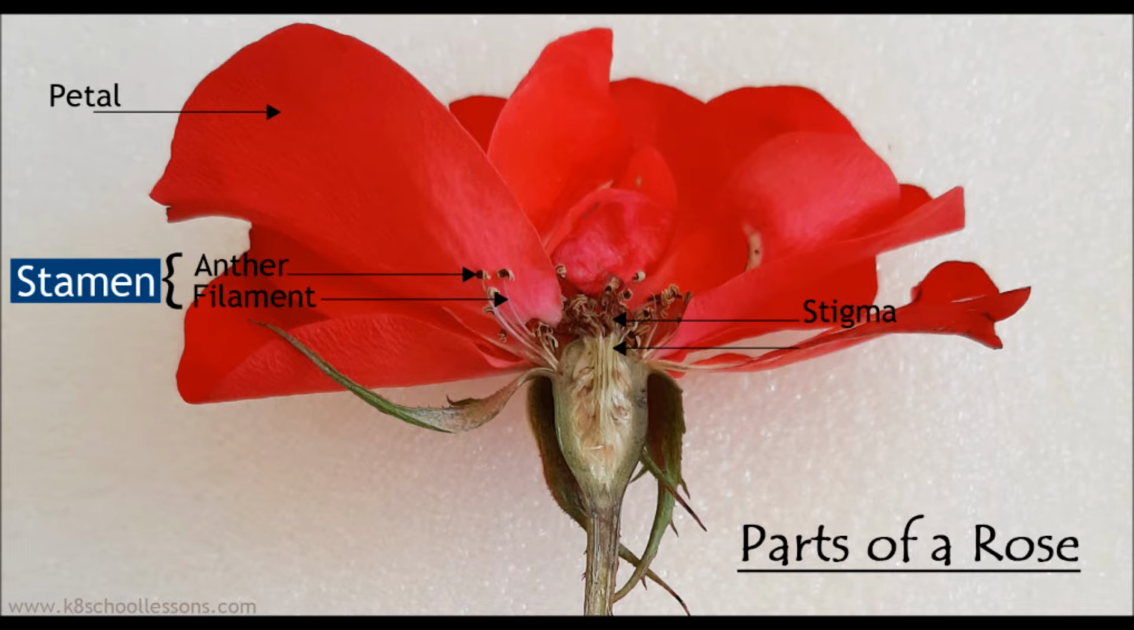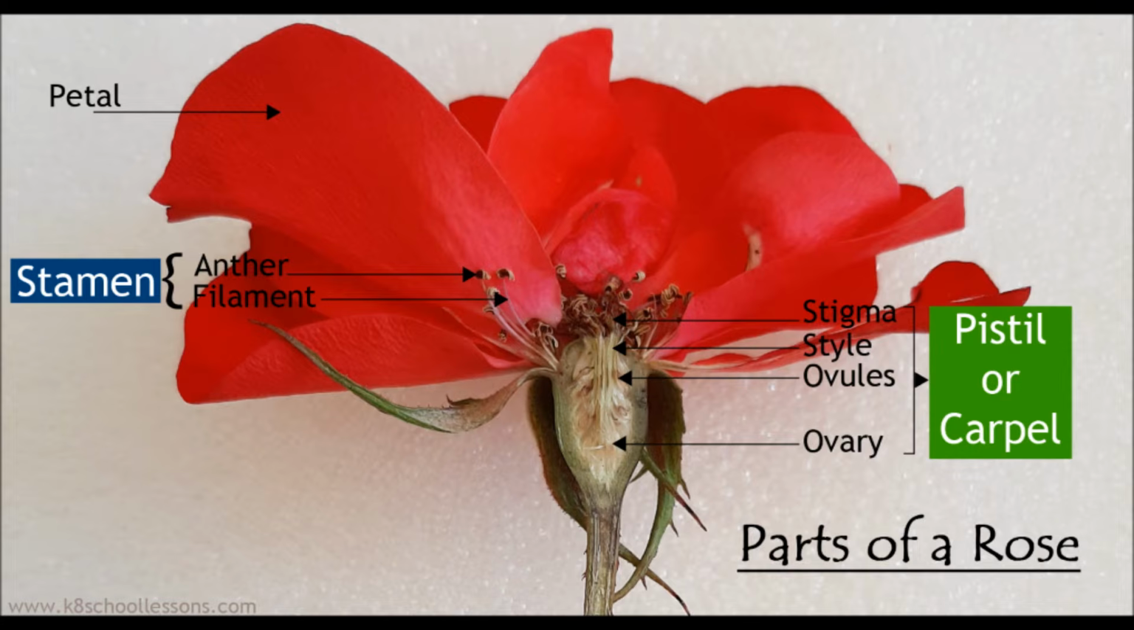Stigma. Style. Ovules. Ovary. And this combination is called the pistil or carpel, the female part of the flower.